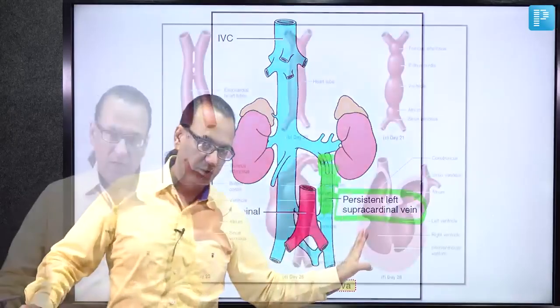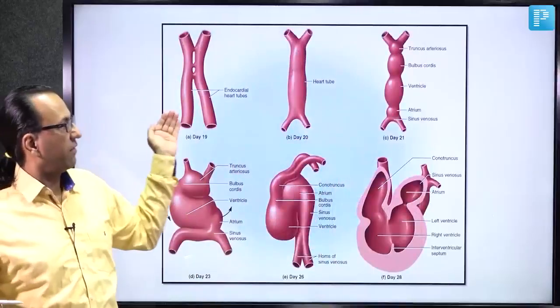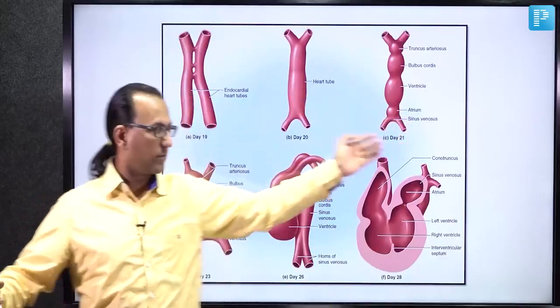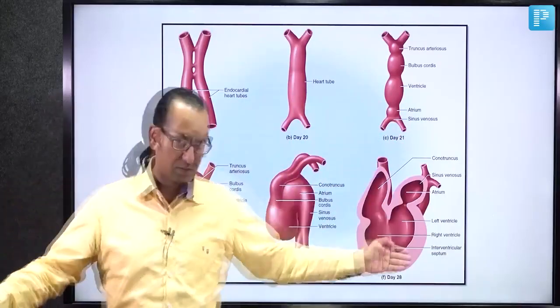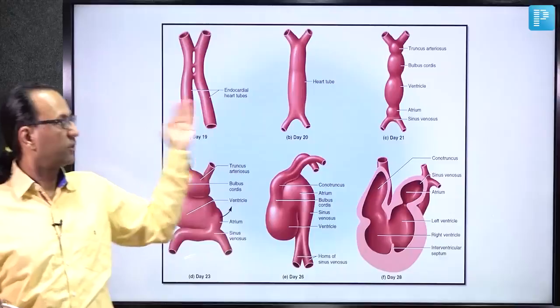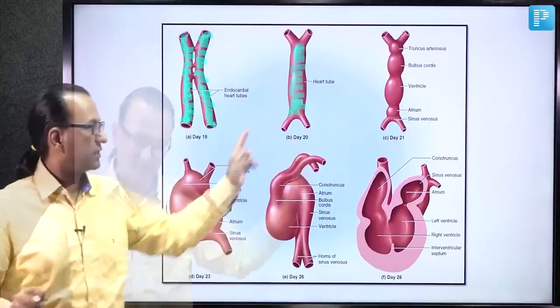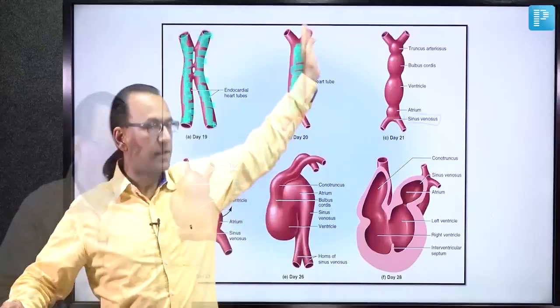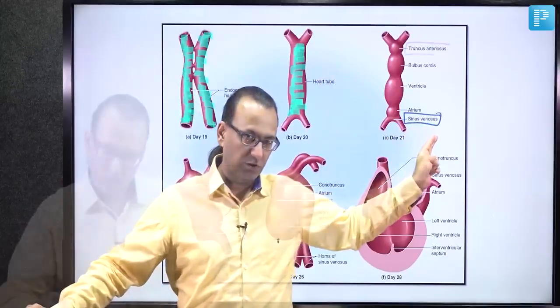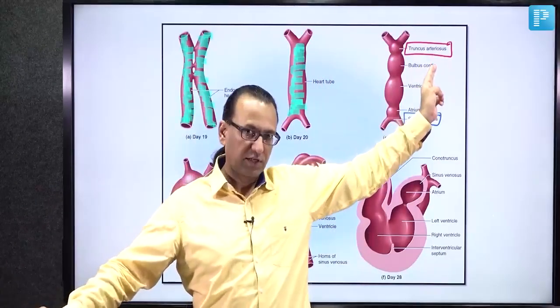Normally it should regress. Here we are looking at the heart tube having the 5 parts and later contributing to the 4 chambers of the heart as such. In the beginning, there are 2 heart tubes which are fused in the midline to form the one heart tube, which has a lower venous end and the upper arterial end. The lower venous end is called sinus venosus, and the upper arterial end is called truncus arteriosus.